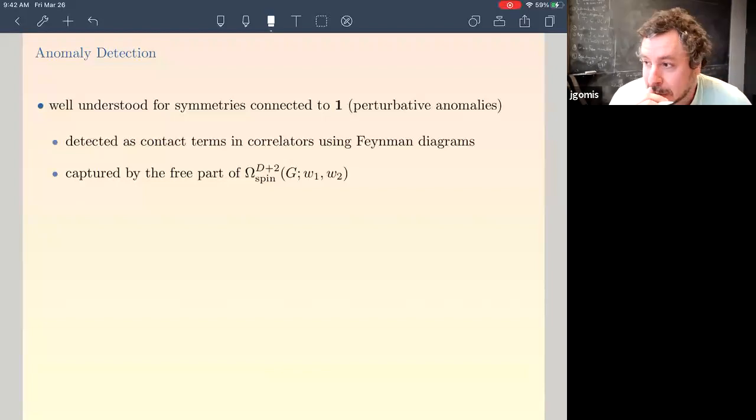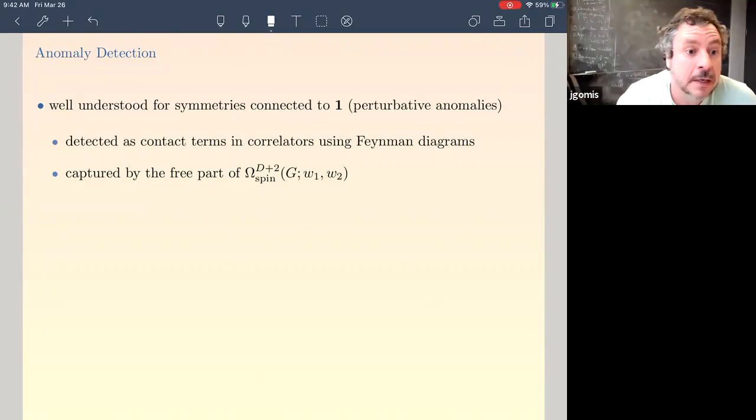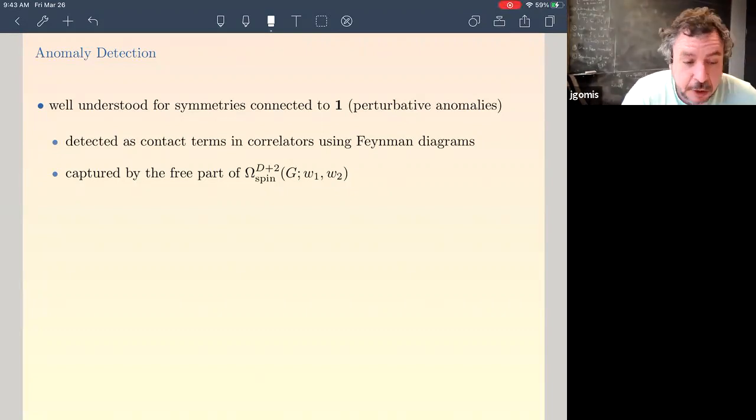So how do we detect anomalies? Because as a physicist, it's nice to know the classification, but we want to know whether a physical system has an anomaly or not. So how do we detect anomalies? Now, this is of course well understood for symmetries that are connected to the identity. So that in particular means for continuous symmetries. Sometimes the language perturbative anomalies is used for that, even though I don't like it, but whatever. Usually these anomalies can be detected in many ways, but in particular they can be detected as contact terms in correlators using Feynman diagrams.